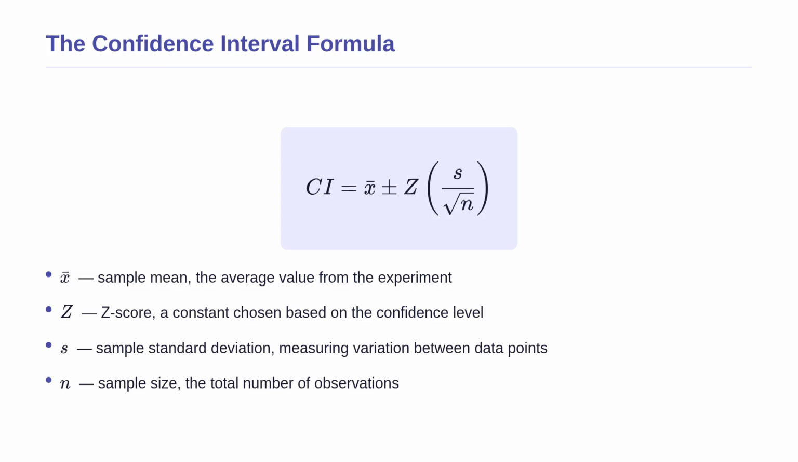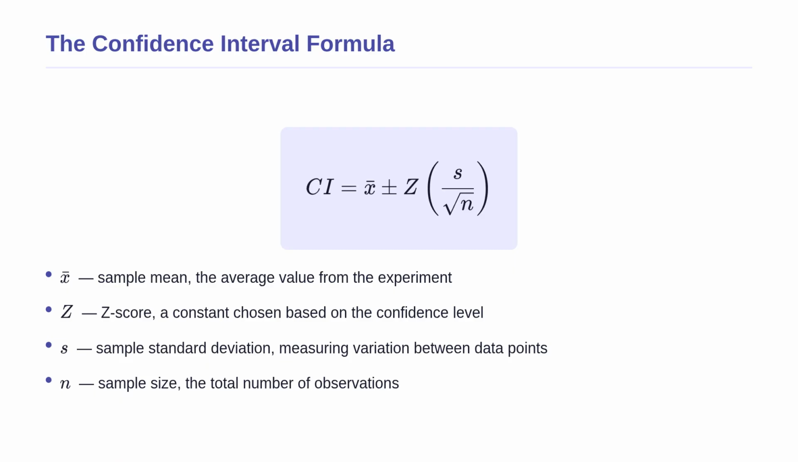Now that we know the components, here is the mathematical formula that brings them together. The confidence interval equals the sample mean plus or minus the margin of error. Let us break down every symbol. The x-bar represents the sample mean. The z is the z-score, which increases if you want a higher confidence level, making your interval wider.